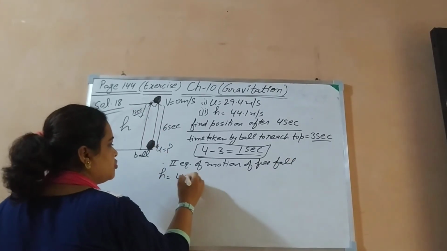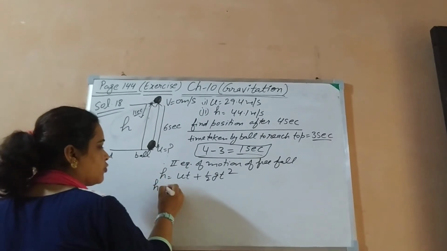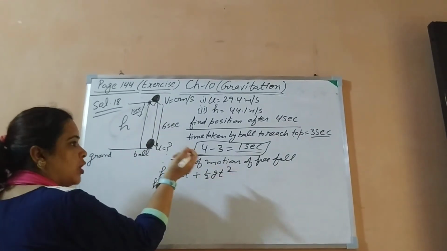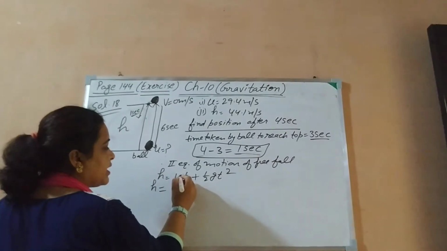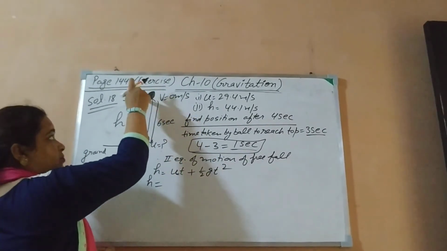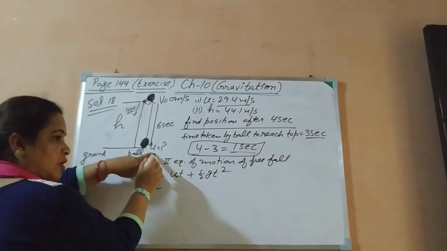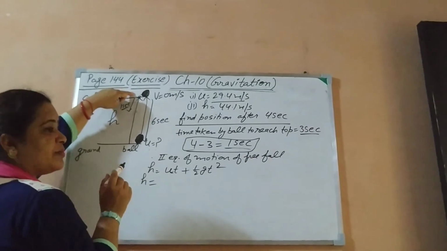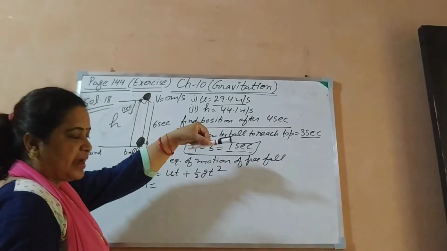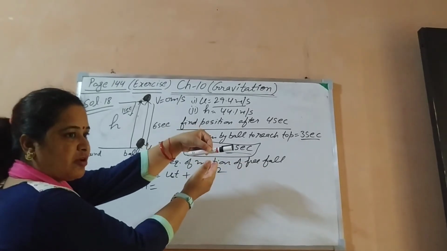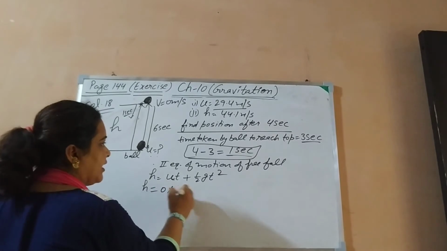h is equal to ut plus half gt square. h we have to calculate, means the position, where the ball is after this 1 second. So we have to calculate what is the initial velocity when it comes from the top. This initial velocity we calculated when it was thrown from the ground upward. Now it is coming from the top. When I am holding this marker in my hand at the top, what is its initial velocity? It will come down. So what is its initial velocity? That is 0.